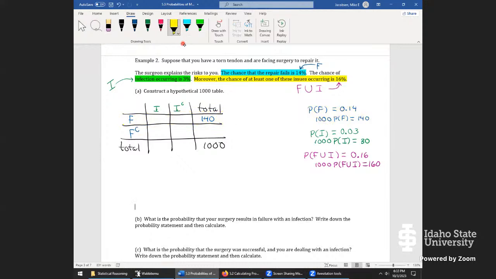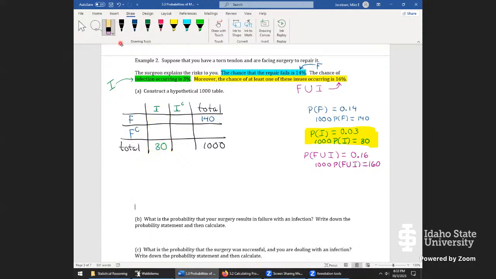Then we just do it again. I need to place the value of 30 coming from that information. So we go to I for infection, go all the way down to the now column total, and the 30 would be dropped right in that location.